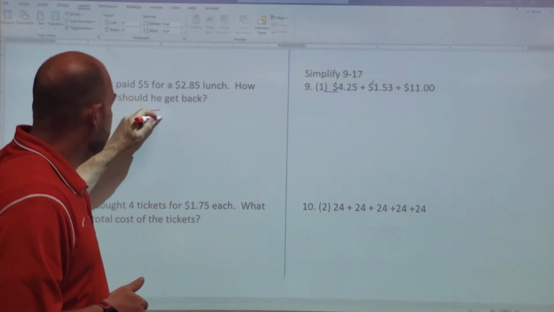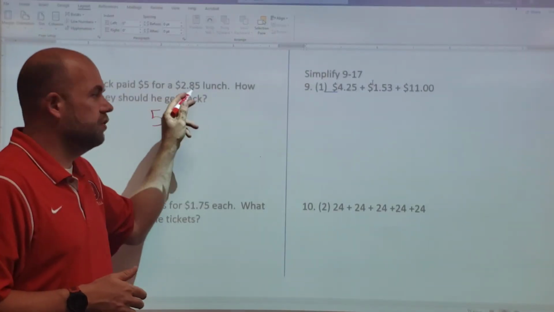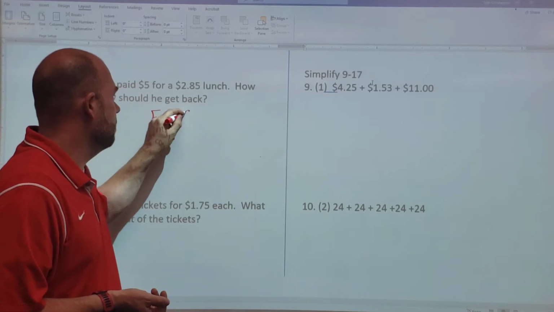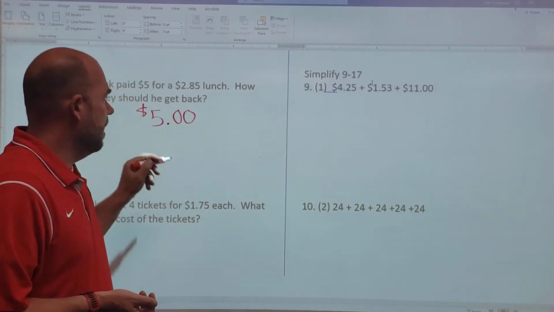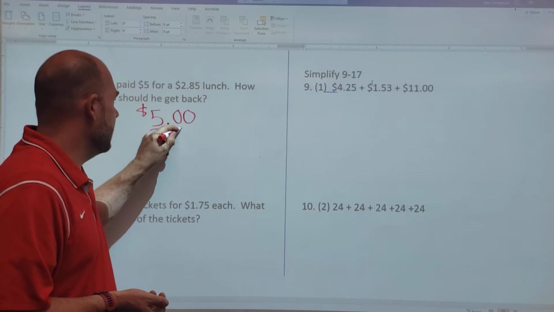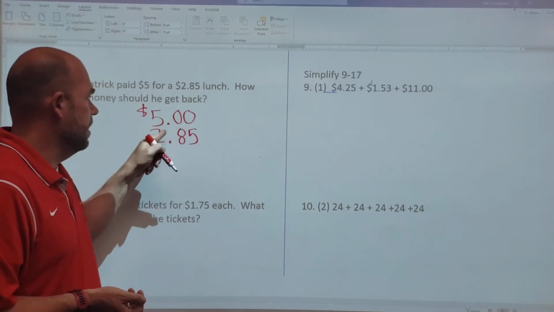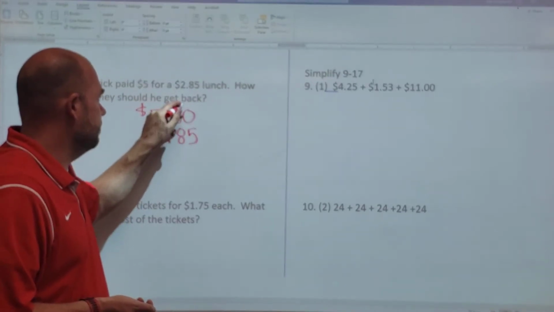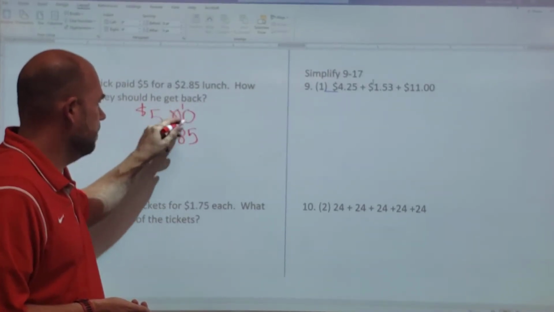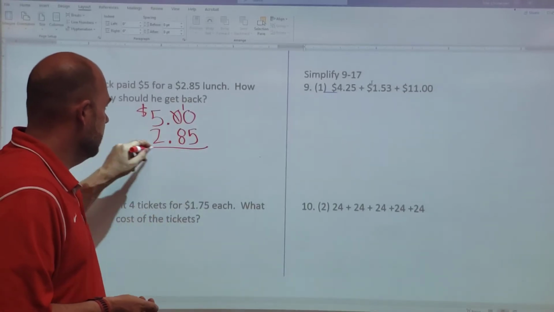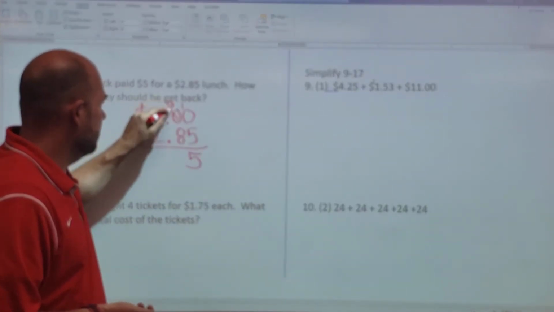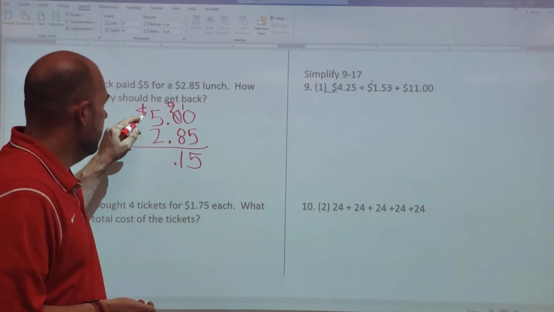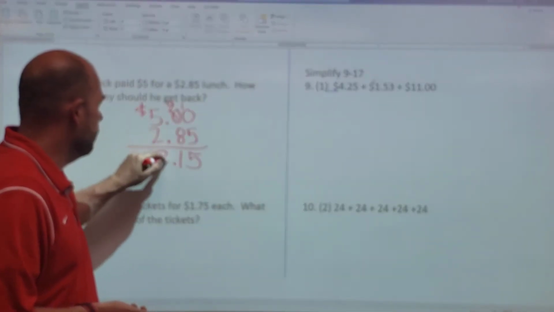Now $5 here, they don't show a decimal, but we know the $2.85 has a decimal, so I'm going to go ahead and put a decimal after the 5 to make it $5.00 like that. Now I just subtract my $2.85, again lining up those decimals. They should be right in alignment. 0 can't subtract 5, so we're going to add a 1 to make it 10. 10 subtract 5 is 5. That will make this a 9. 9 subtract 8 is 1. And then 5 subtract 2 is 3.